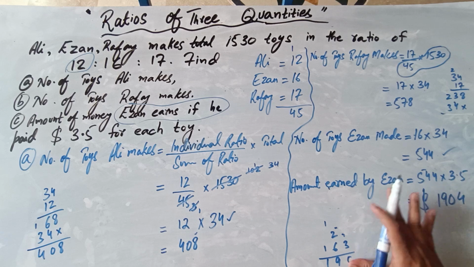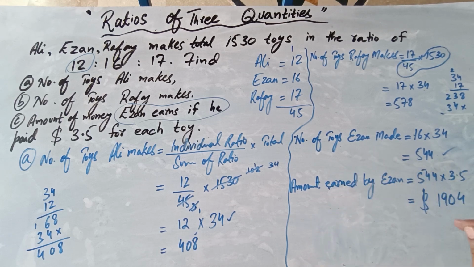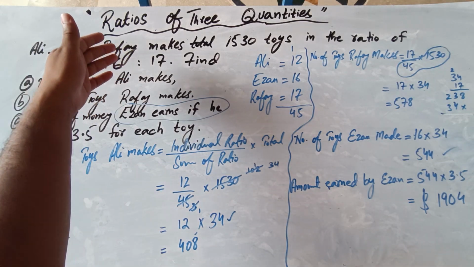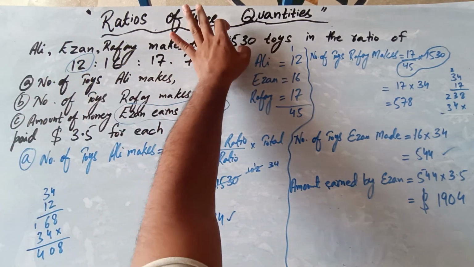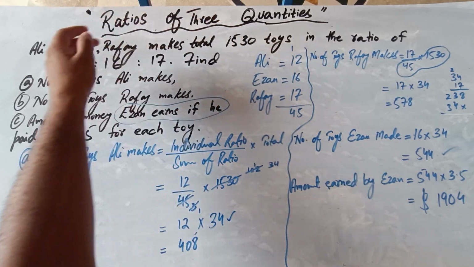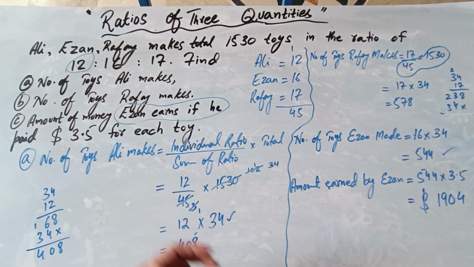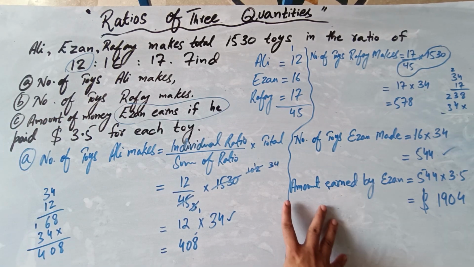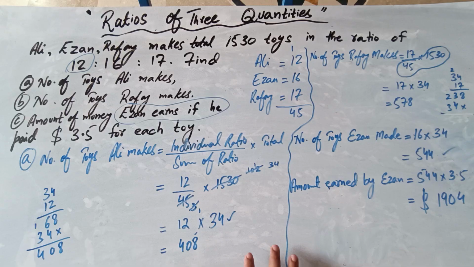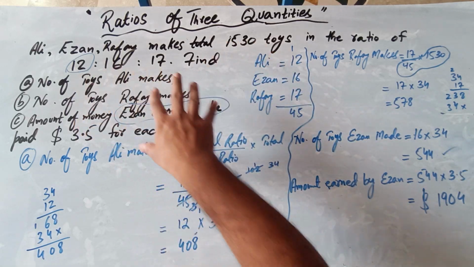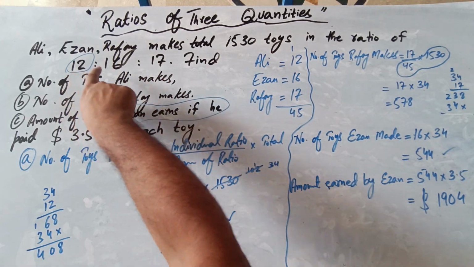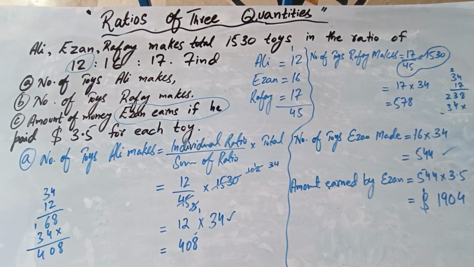544 toys. This type of question will help you in finding out problems involving the particular share that three boys have invested. A sum of money could be given over here and they have invested in this ratio. Find their individual shares. This formula will help you find individual shares when the ratios are given and the total amount is given.